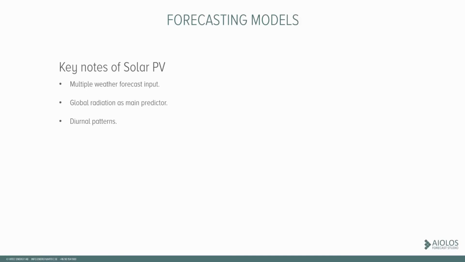For solar, we have a model that's named Helix, and it's a mixture between the Aiolos and Celia model. Like them, we have multiple weather inputs, but for this model we focus more on the global radiation, of course. This is the main predictor, and what we create is kind of a diurnal pattern, which makes the forecast model understand that in the morning we do not have that much production. During the daytime, when there is high global radiation, there is also a high production, and of course at night we do not have any production at all.